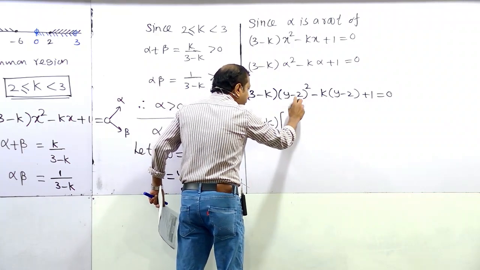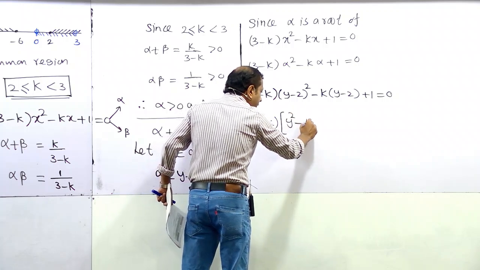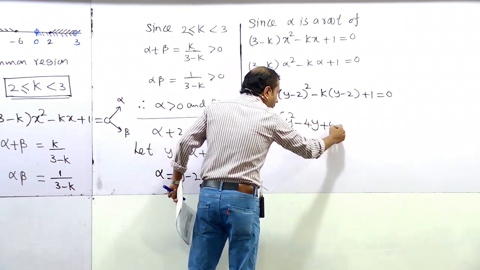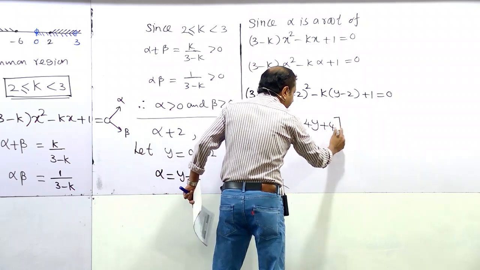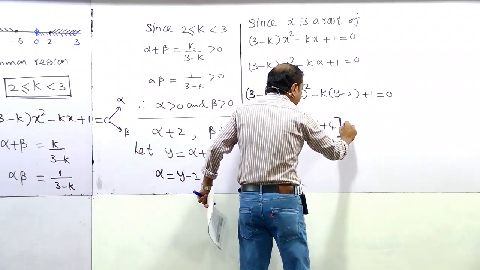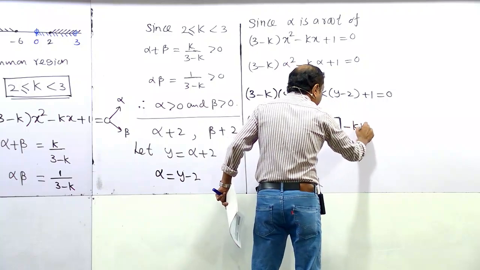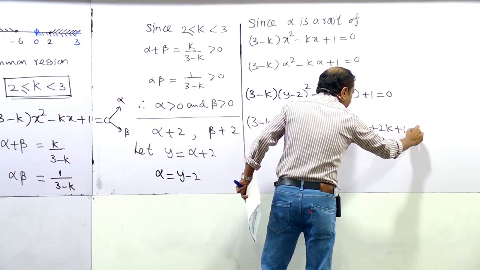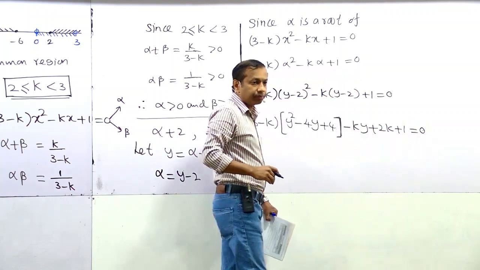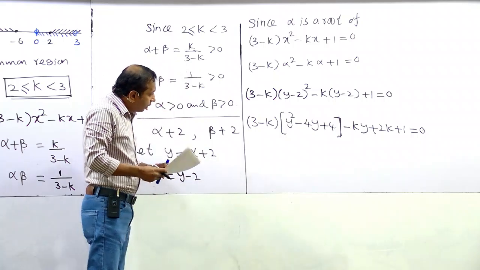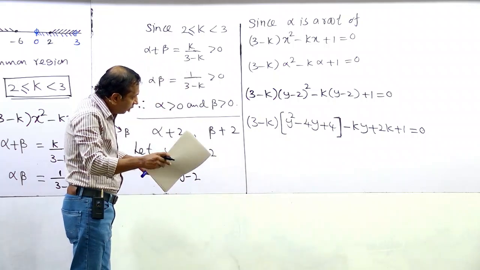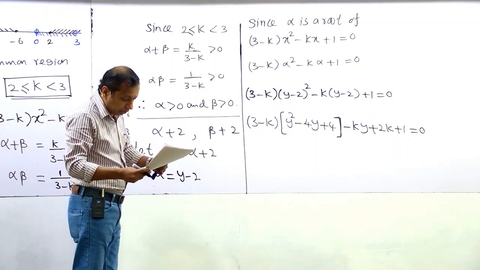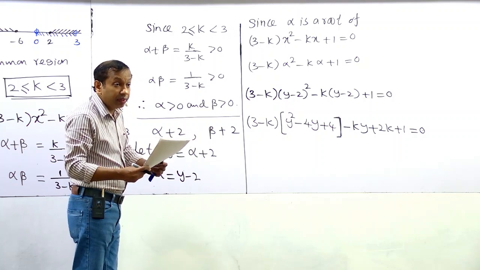Here square this: y squared minus 4y plus 4. Here minus ky plus 2k plus 1 equals 0. Now we'll collect y squared terms together, y terms separately and constants separately. Then in terms of y, we get the required quadratic equation.